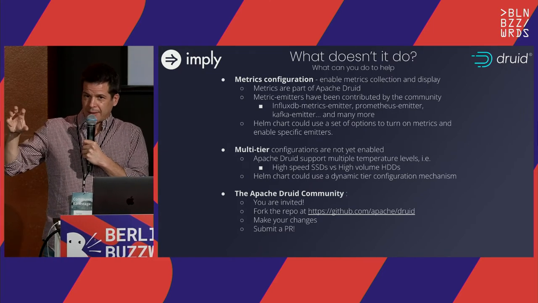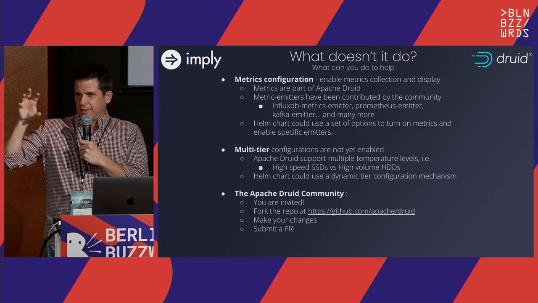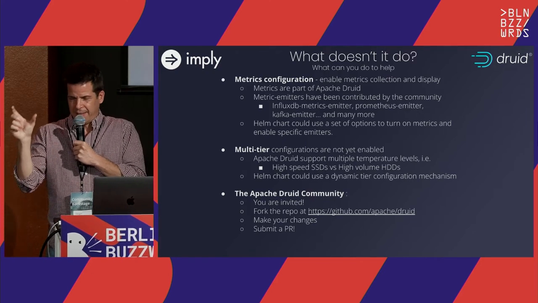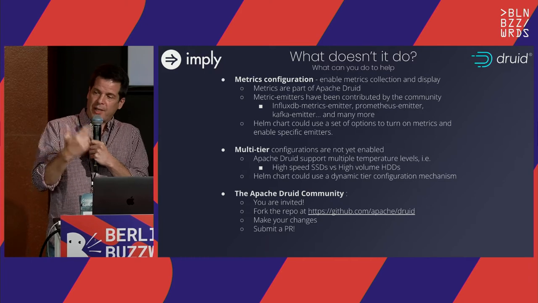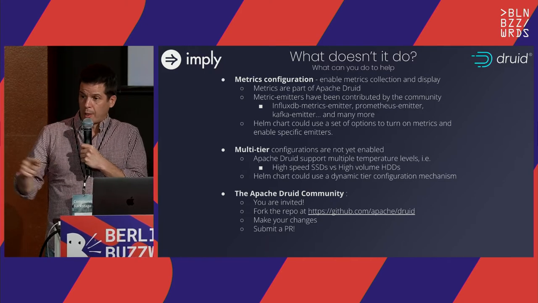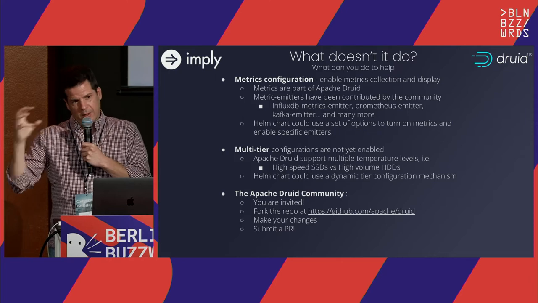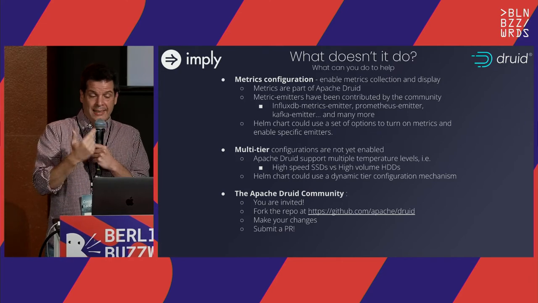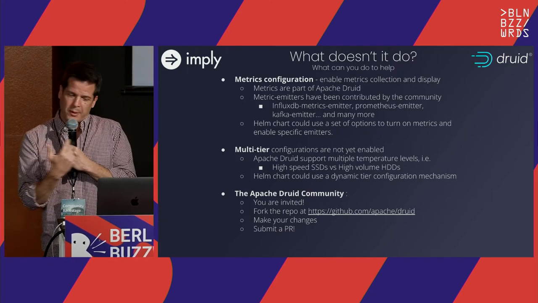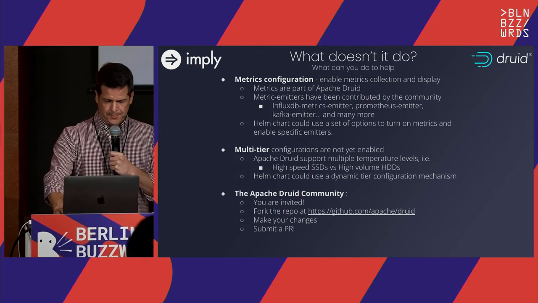You can define rules that say one week of data goes in the fast tier and the rest of it in the slow tier, and Druid will automatically move segments from the fast tier to the slower tier. This is missing from the Helm chart, so this is something that we want to add.